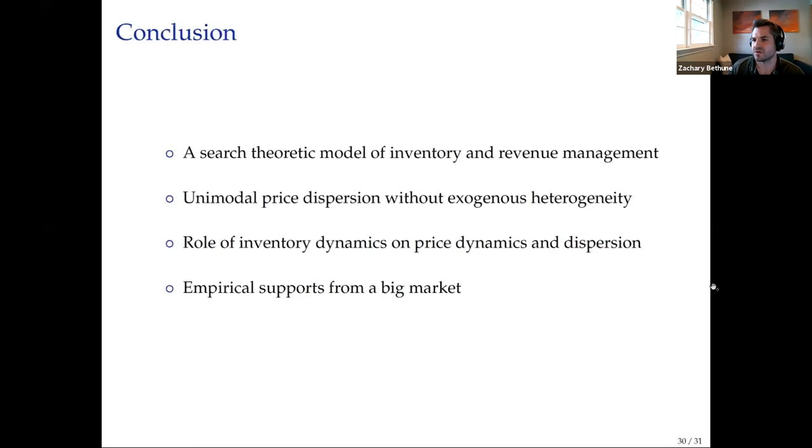Okay, thanks. Thanks, very interesting paper. I just have a quick question. How big a price dispersion can the model generate? Can it match what's observed in the data? Maybe you haven't done this, but I'm just curious.